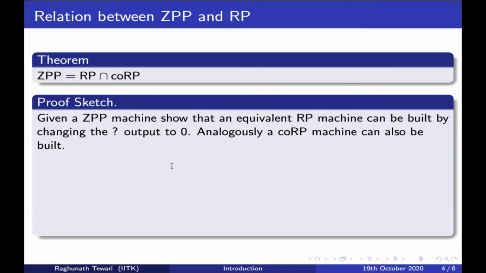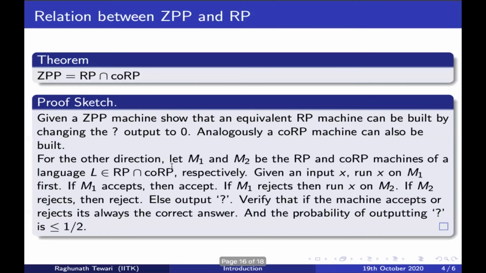Now, what about the converse direction? Suppose I have a language which is in RP intersection coRP; how do we prove that it is in ZPP? Let's say that a language is in RP intersection coRP via the machines M1 and M2 respectively. So M1 is an RP machine for L, and M2 is a coRP machine for L. Given an input X, how do we build the ZPP machine?